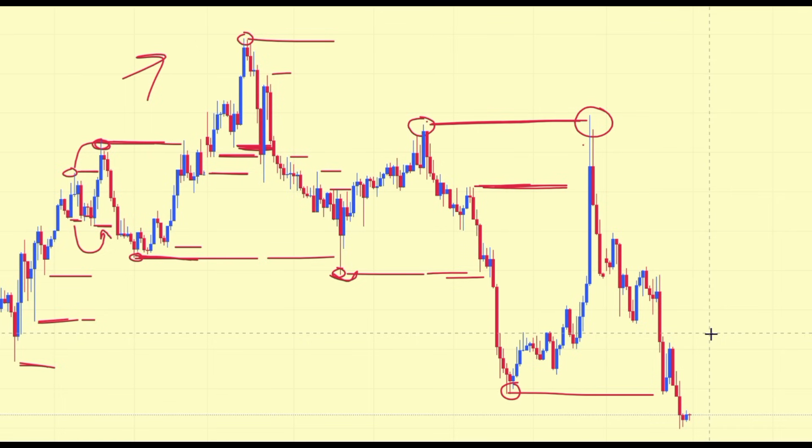So guys, I will be ending here. I believe this here was a masterpiece of marking market structure, and this works in every time frame, in every pair, in every asset class. So yeah, practice marking structure this way and everything will be easier.